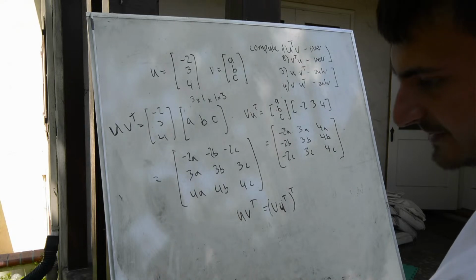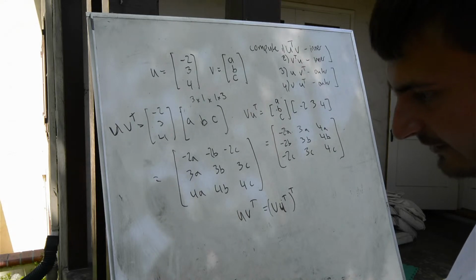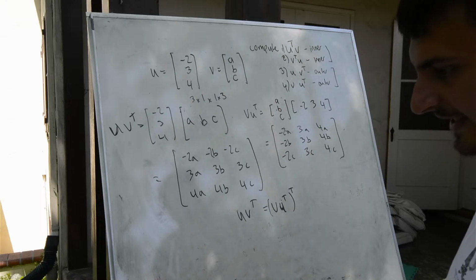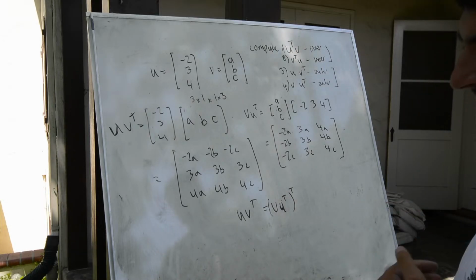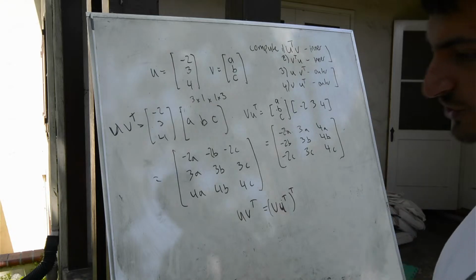Oh, and that's number 36. So 36 is how are they related? And we just answered that. For the inner products, it's the same, and for the outer products, their transpose is the same.